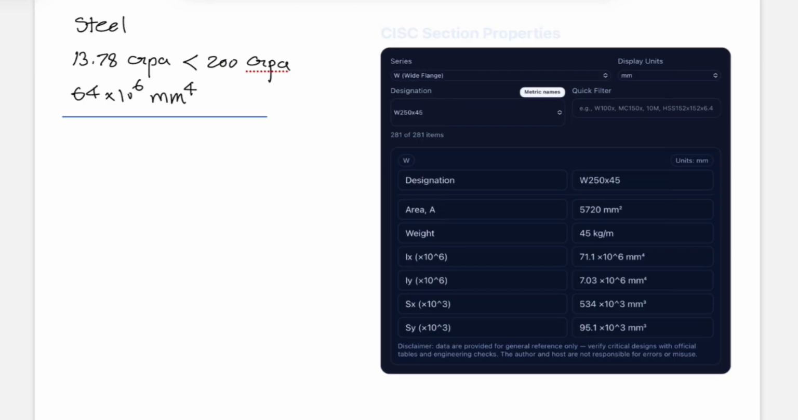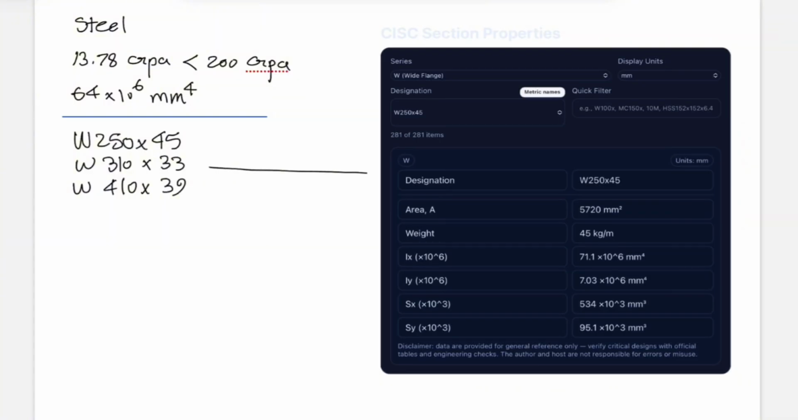Looking at the standard steel sections, several W shapes meet this requirement. We can use W250 by 45, or W310 by 33, or W410 by 39. You can use this online tool that we have. I'm going to put the link in the description below. Here you can choose W sections, and below you can see section properties. Here is the moment of inertia.